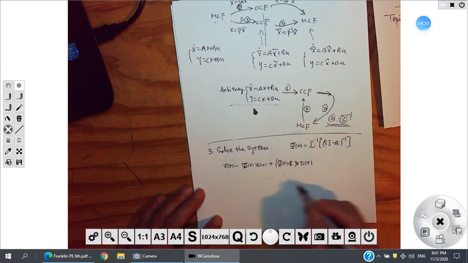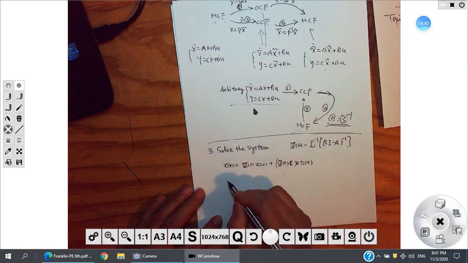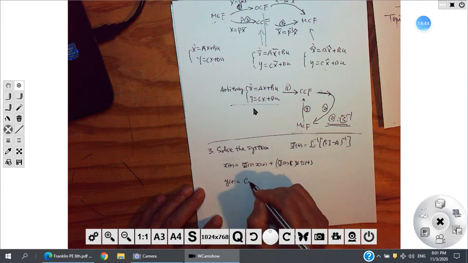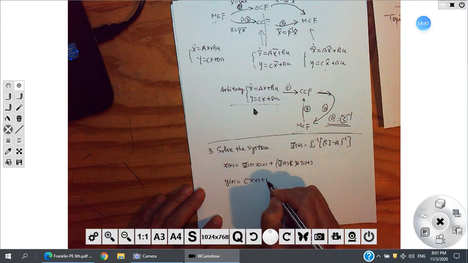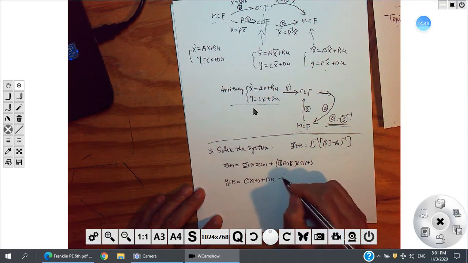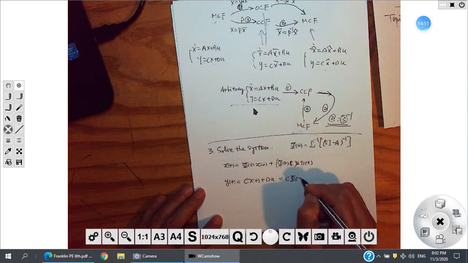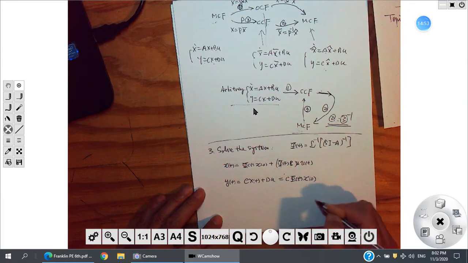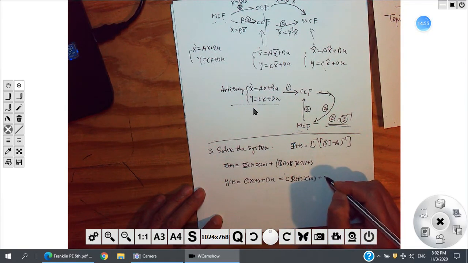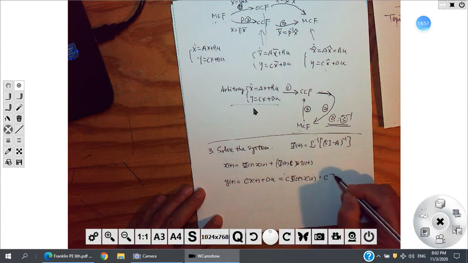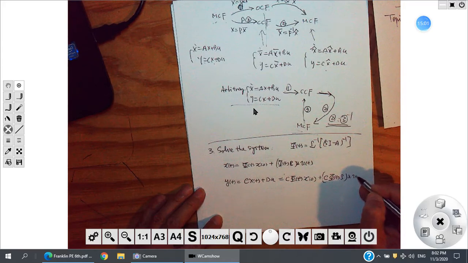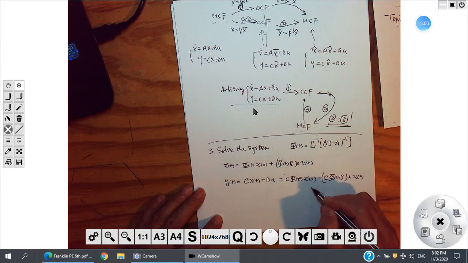Alright, this is x. And y is just Cx plus Du. Now you plug in, you have C times phi of t times x of 0 plus C times phi of t times B convolution with u, plus D times u.